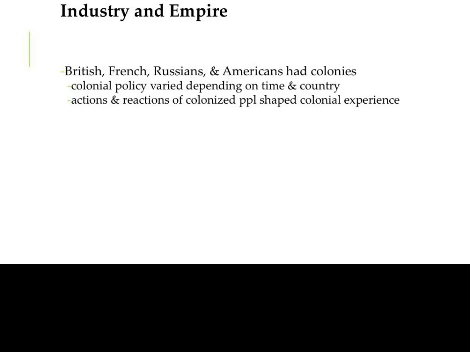The British, French, Germans, Italians, Belgians, even the Portuguese, Russians, Americans, all had colonies. And the colonial policies for these countries varied depending on the time and the country that was involved. And the actions and reactions of the colonized people also shaped individual colonial experiences.